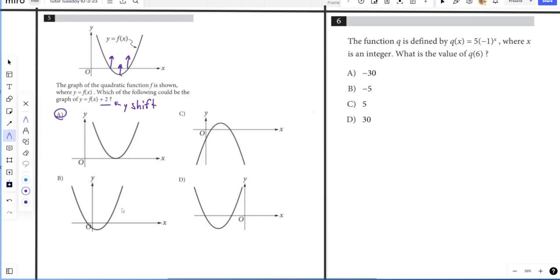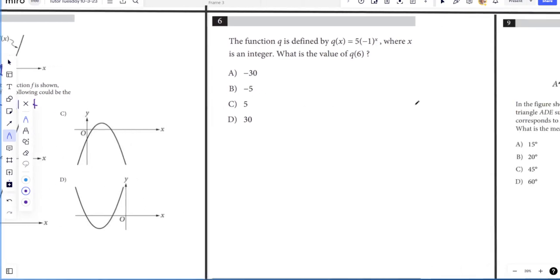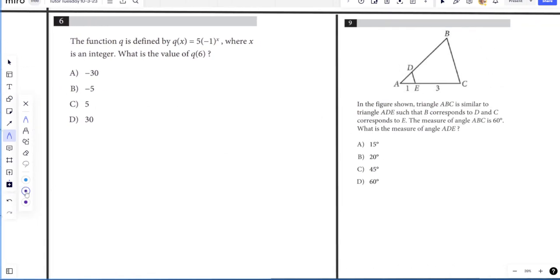Something like C flips it completely. B and D shift it horizontally, but we just want to shift it vertically. Pretty easy to start off. Let's go ahead and do our next one.